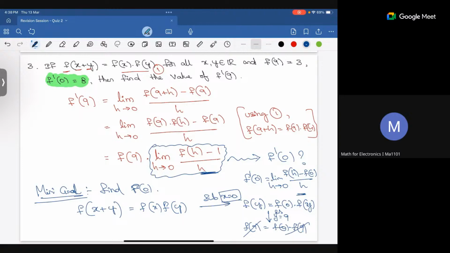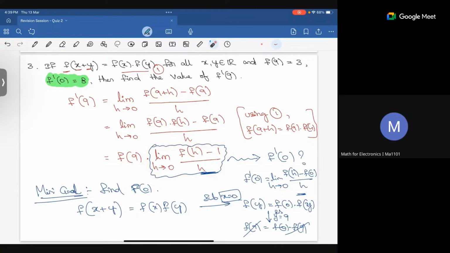Right? So all these are manipulation, that's it. So we started with computing what is required. F prime of 9 is required. We started with that. We have written the limit definition. Then using this particular condition, we have broken it down into here. We have got f of 9, which we know, but we have arrived at some other limit.